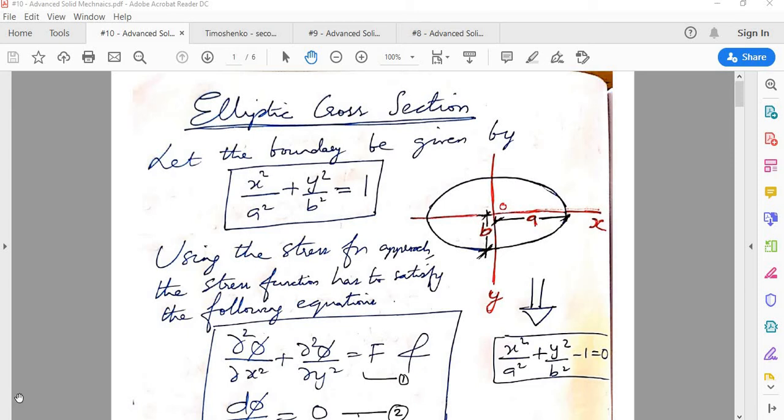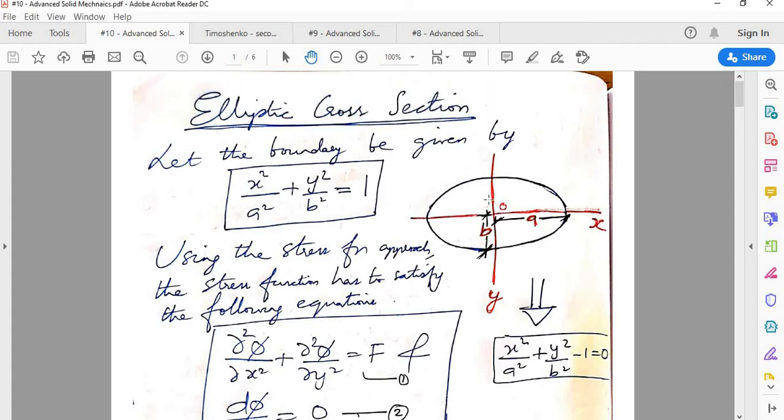Hello students, in the last lecture I had completed the theory behind torsion. Now to demonstrate the usage of formulas and how we will solve real problems, let us take the example of an elliptical cross section.